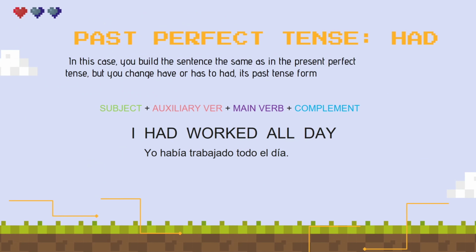Past perfect sentence. Have. The sentence is the same as in the present perfect tense, but you change have or has to had, its past tense form. Subject, plus auxiliary verb, plus main verb, plus complement. I had worked all day. Yo había trabajado todo el día.